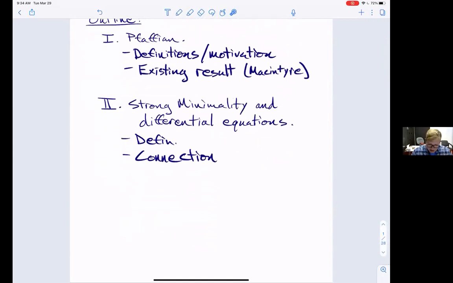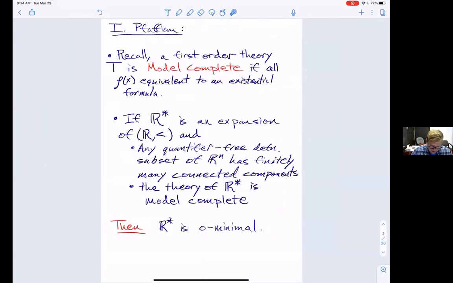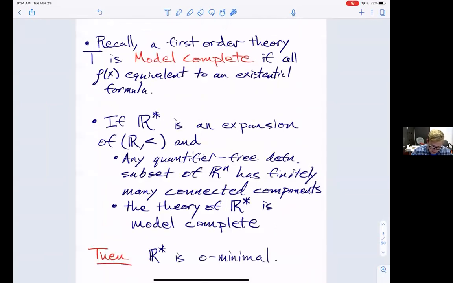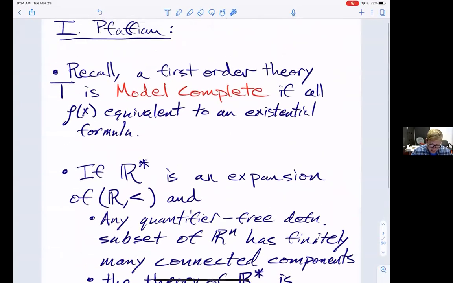Why do people study Pfaffian functions? I'm going to give you a couple of different motivational points of view. The first comes from model theory, but not the model theory of differential equations. So this part, you don't need to fully internalize the definitions that I'm saying, but I think it's helpful to state them to give you a feel for why this notion is important.